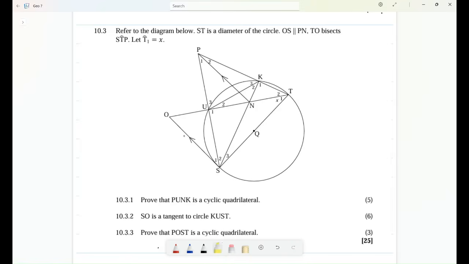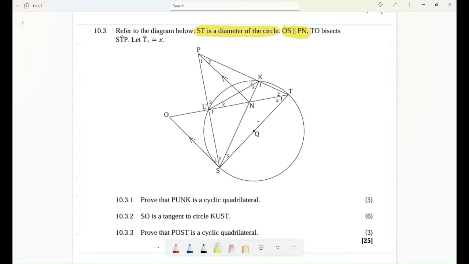Now let's see. We are told, refer to the diagram below, ST is a diameter of the circle. So we have a diameter. We will never end these questions without using a diameter, because the examiner will never give you any information unnecessarily. Then we are told OS is parallel to PN. If that's the case, we have the theorems we can use, alternating angles. We can also use this, this is equal to this, whichever applies.